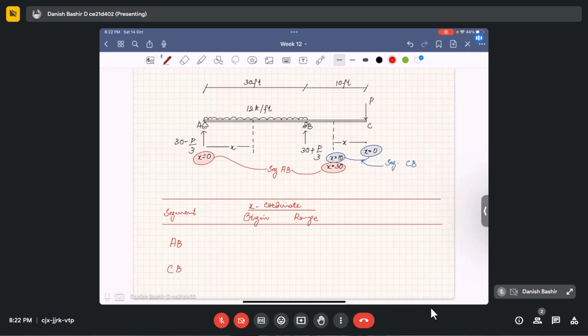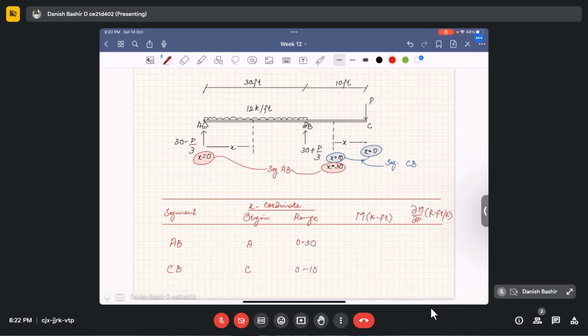We have to compute the moment in each segment, because that is the only term in our deflection formula, and we need the partial derivative of that moment with respect to P. You already know that: dou M by dou P, and it will be kilopound feet per kilopound. Please take care of the units. Origin will be A, as I already told you, and origin will be C. Range will be 0 to 30, and range will be 0 to 10.